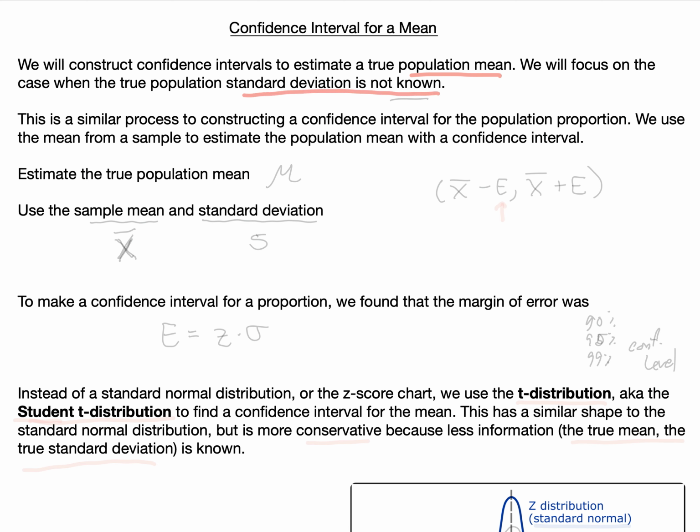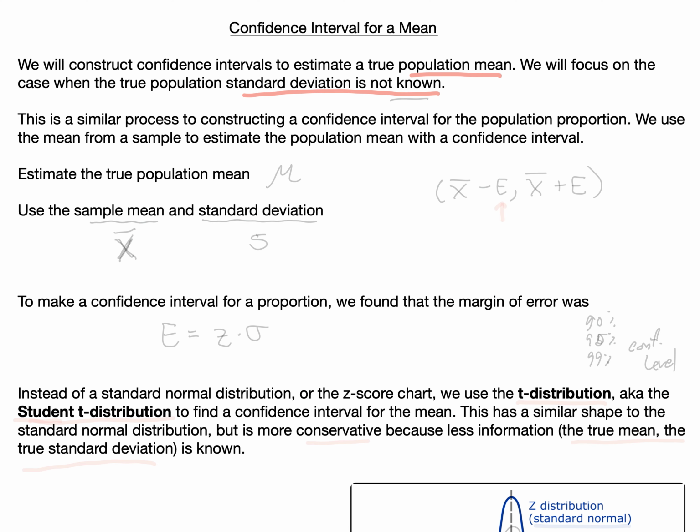If you don't know the true mean, then you probably don't know the true standard deviation. There is a slightly different process if you do happen to know the population's standard deviation. That's actually a bit easier, so we're not going to do that process, and in practice it's not as useful. So we're focusing on the case when the true population standard deviation is not known.